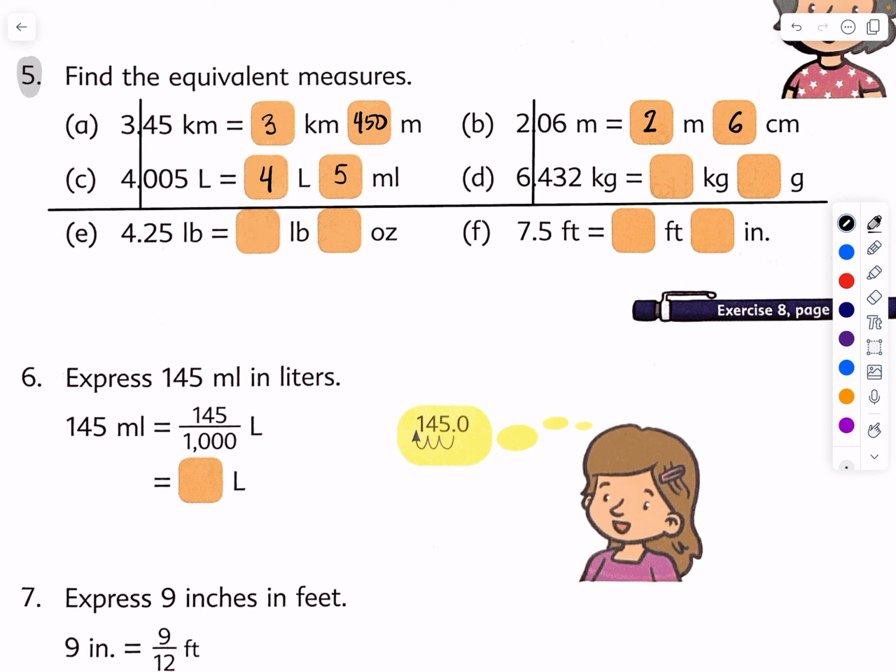6.432 kilograms. We have 6 full kilograms. This is your whole, right? And this is your fractional part. And we have 432 grams.